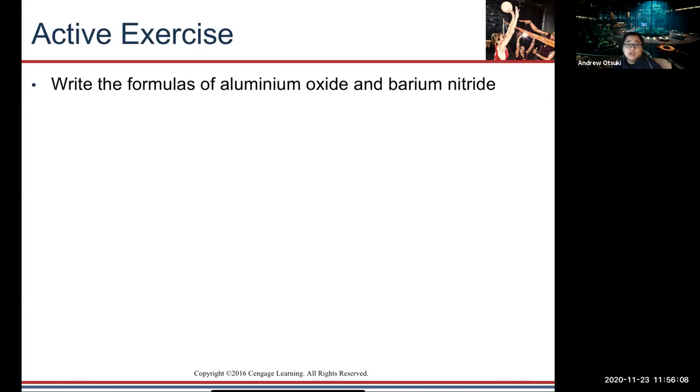Okay, so let's try this: aluminum oxide and barium nitride. So aluminum, remember, is Al3 plus.